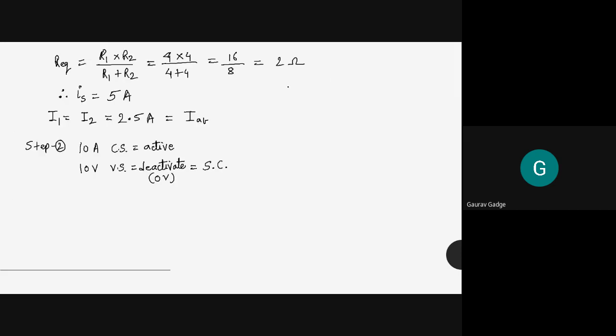So I just make a diagram here again. So this is my original diagram with the 2 parallel resistances and a current source active. So current source यहाँ पर active है, whose value is 10 ampere. And this particular path is short circuited.